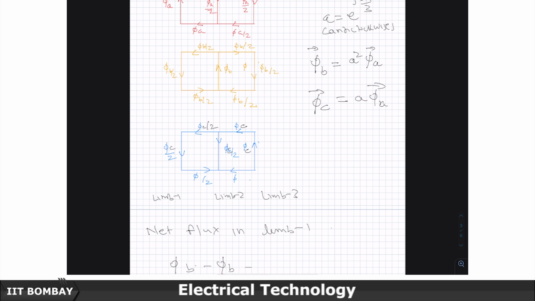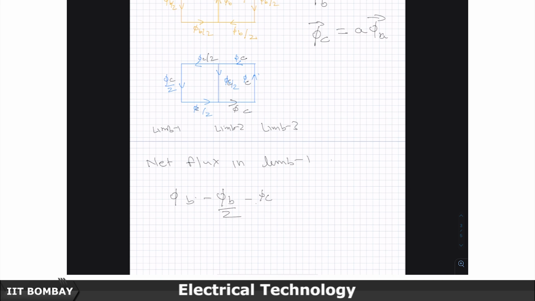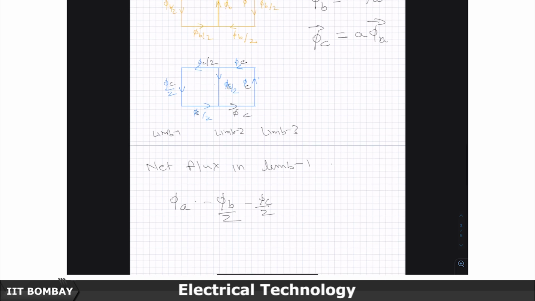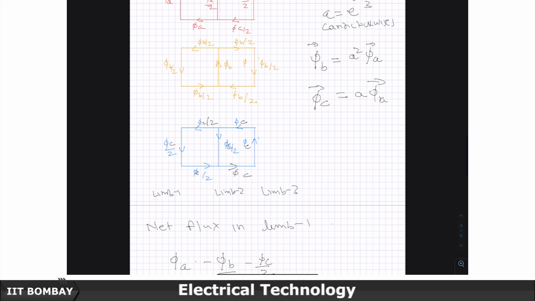this will also become phi C by 2, and phi C by 2 returns here, and I am sorry, this is going to be phi C being returned here. So, phi A minus phi C by 2. So, therefore, the first limb created phi A, the second limb created a return of phi B by 2, and the third one got a negative direction return of phi C by 2.